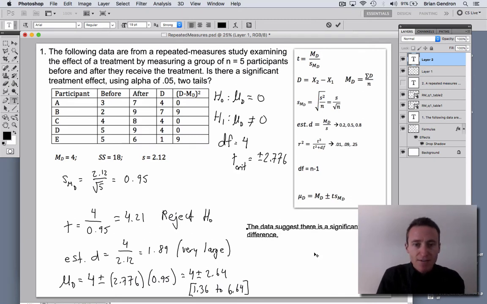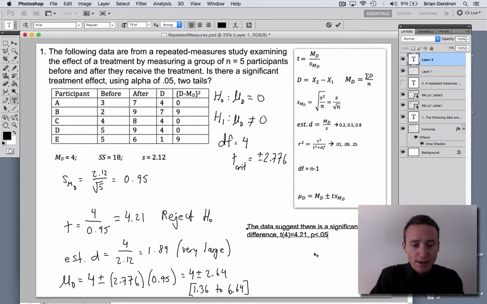So the first thing you always have is just a statement in plain English saying what you found. So we rejected H0, and so we're basically just saying that it appears there's a statistically significant mean difference, and then we provide the statistics that allowed us to arrive at that conclusion. So we used a t-test with 4 degrees of freedom, and our test statistic equaled 4.21. P is less than 0.05 since we rejected H0 using alpha of 0.05.